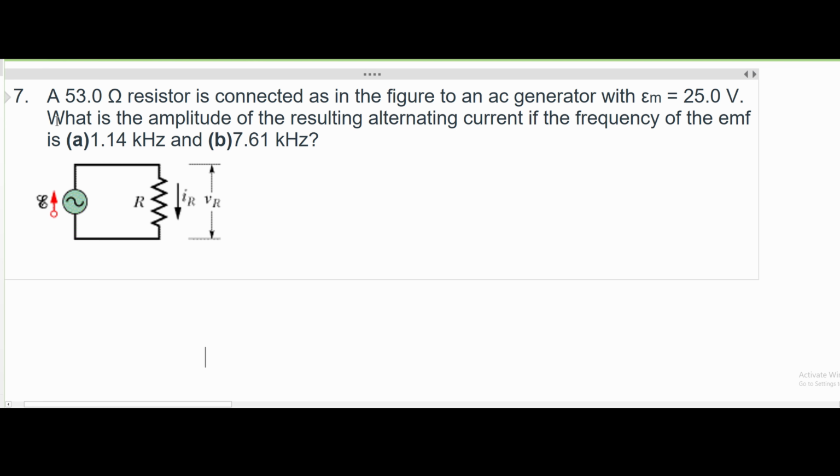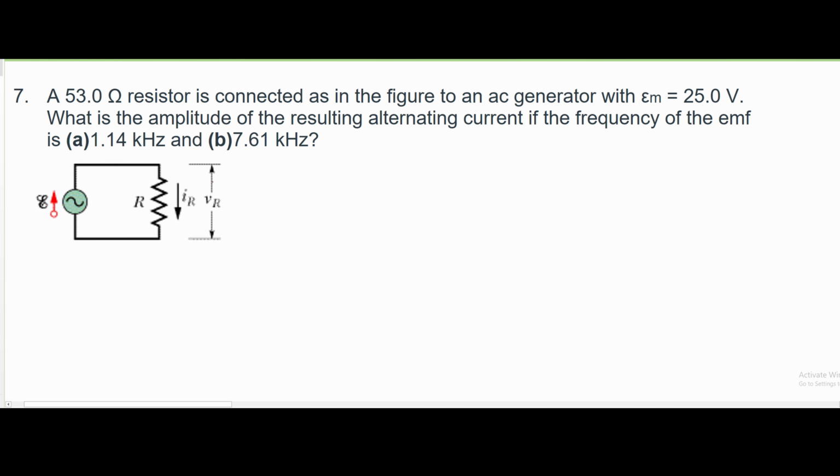For number 7, we're told that a 53.0 ohm resistor is connected, as in the figure, to an AC generator with alternating EMF 25 volts. What is the amplitude of the resulting alternating current if the frequency of the EMF is 1.14 kHz and 7.61 kHz?